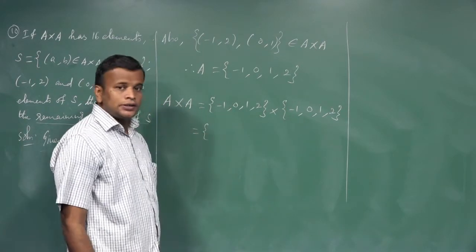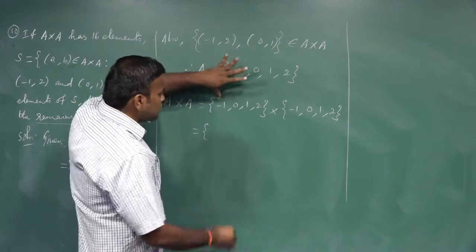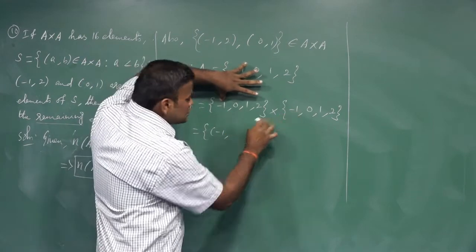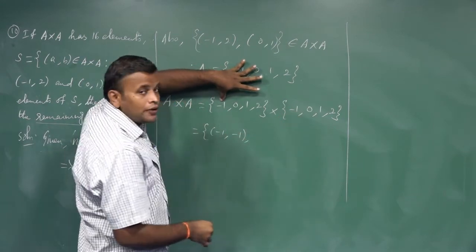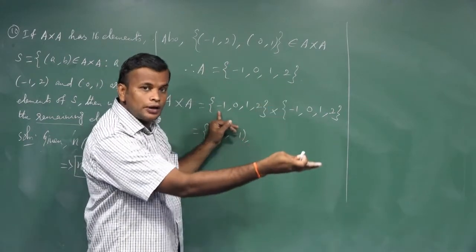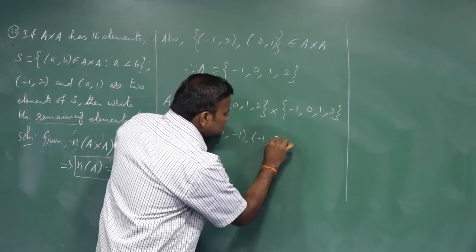I write them one by one. We know very well how to write the Cartesian product of two sets. First we take that element -1. Then we write this element -1. Next, we don't change the first set element. We move the second set elements. So (-1, -1). The next element is 0.